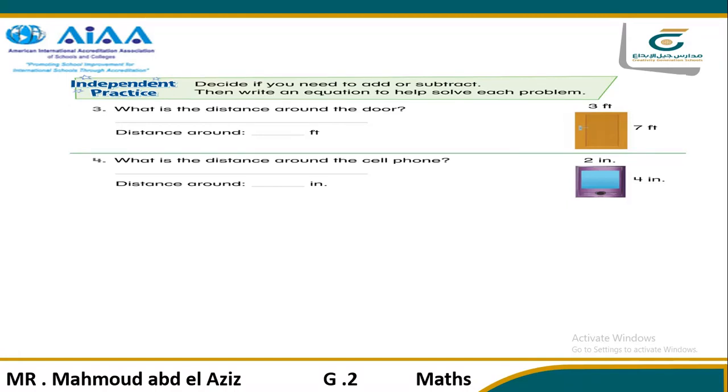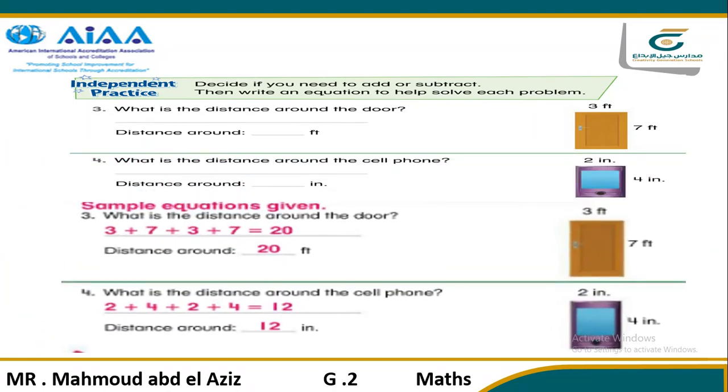So, now with the first question here, what is the distance around the door? Same example. We have here 3 feet and 7 feet. So it's a rectangle. The shape is a rectangle. So we have another 3 feet and another 7 feet. When you add them together, it will be 3 plus 7 plus 3 plus another 7, it will be 20. So distance around equals 20 feet.